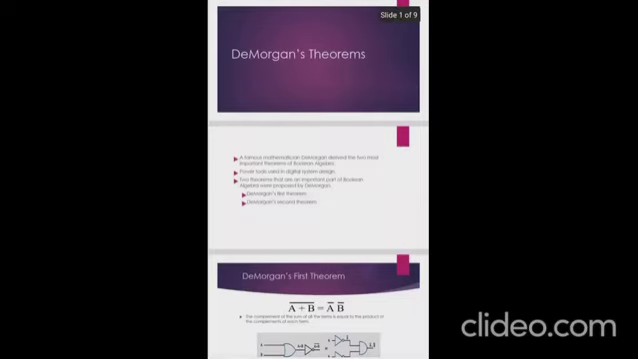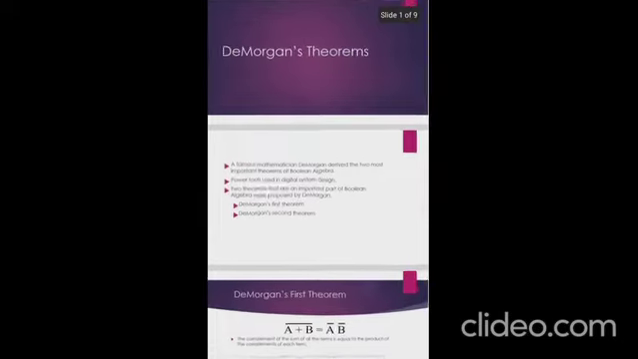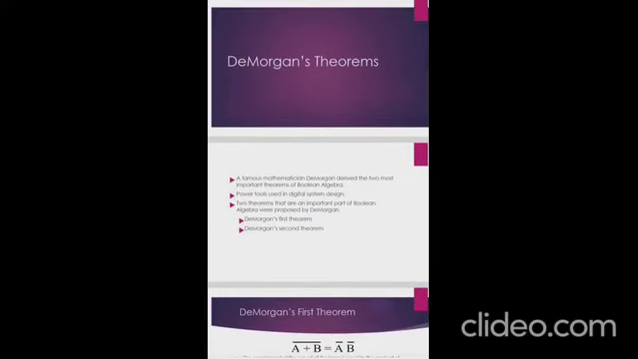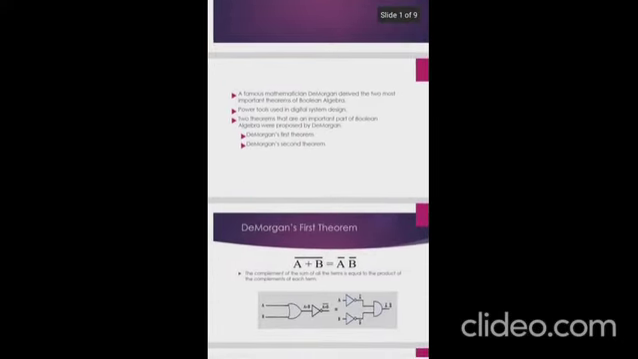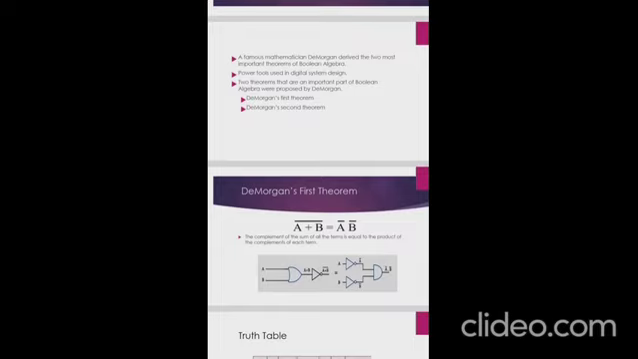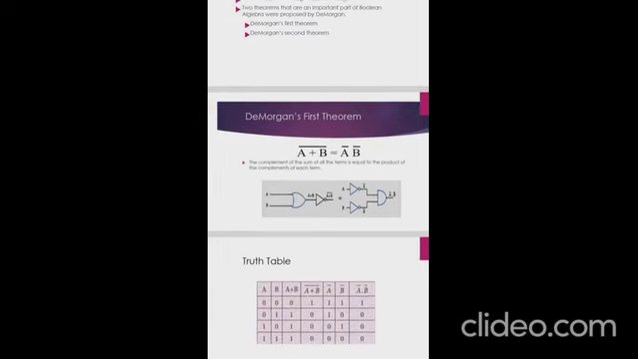Now we are going to talk about De Morgan's theorem. A famous mathematician, De Morgan, derived the two most important theorems of Boolean algebra. They are powerful tools used in digital system design. Let us discuss De Morgan's first theorem and De Morgan's second theorem.